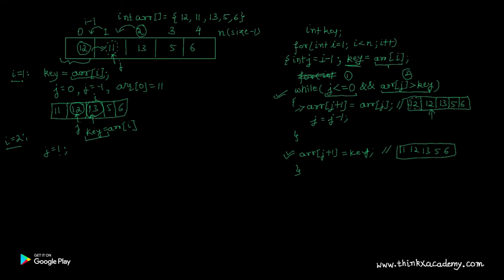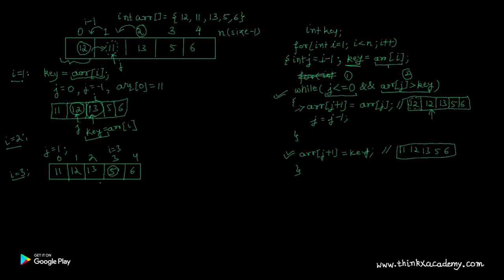So in the next iteration the value of i will be 3. So now what we are going to do is, the array will look like 11, 12, 13, 5 and 6. So we are now going to pick up the next element, which is at the third position. So now i equals 3. So this is the card that we are going to pick.